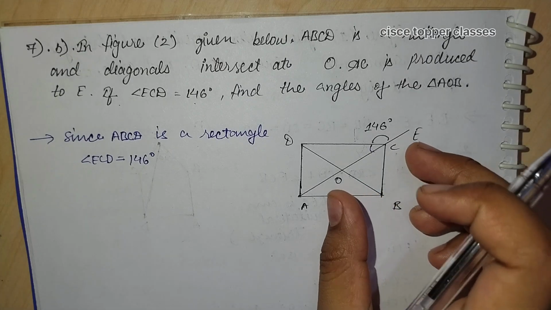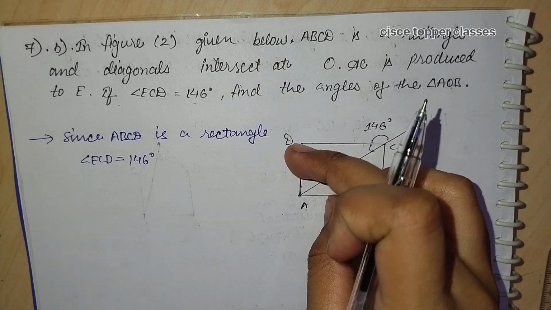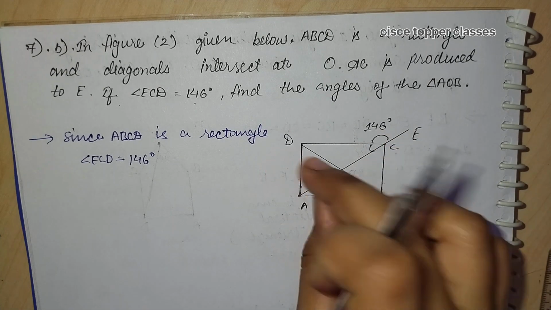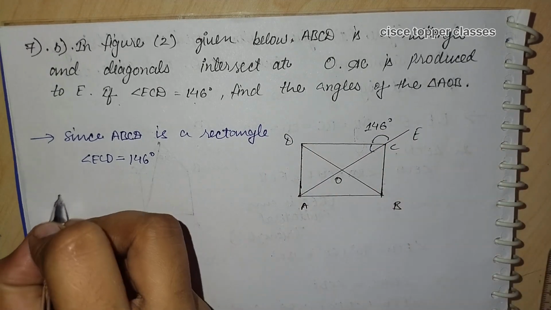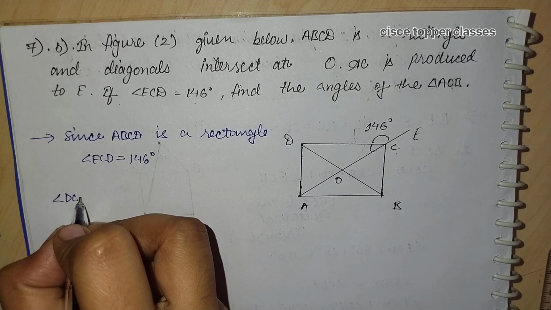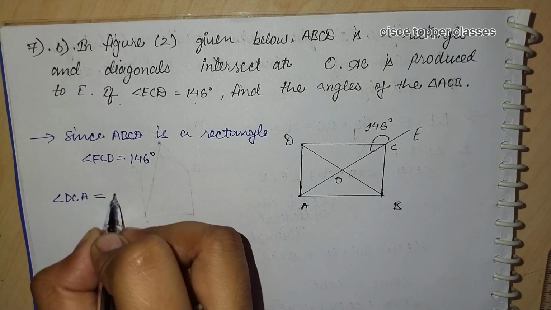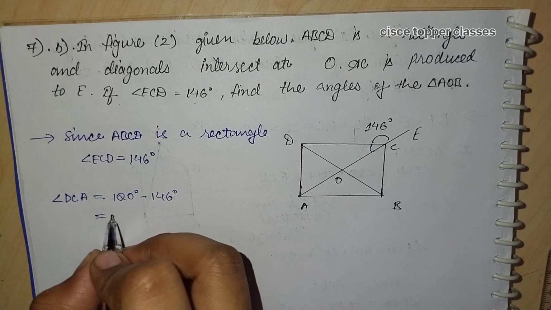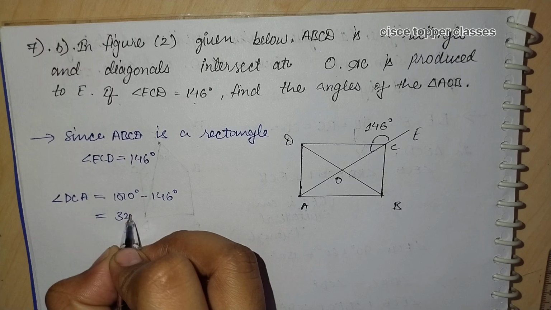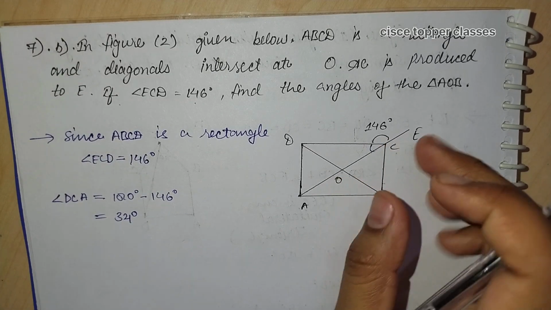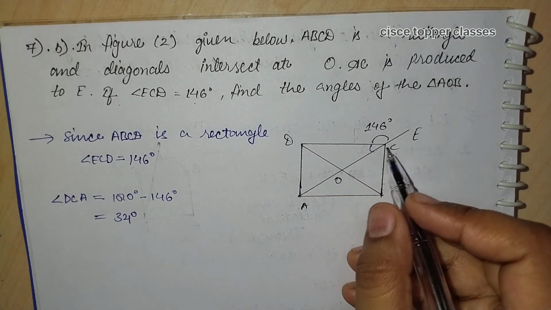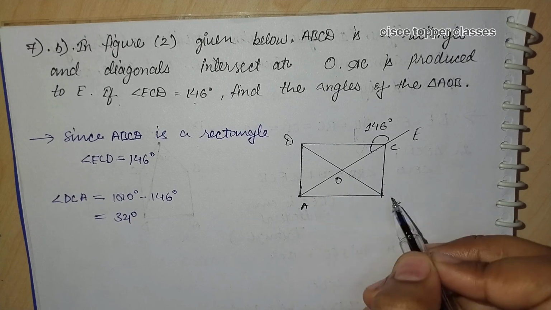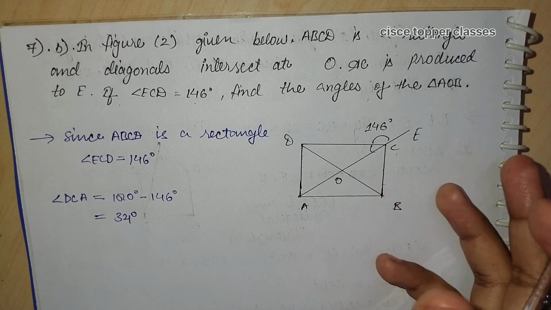As the diagonals intersect at O, OC is equal to OD. From here we can write that since two sides are equal, the two opposite angles will also be equal. So firstly we find DCA. This DCA will be 180 degrees minus 146 degrees because these are linear pairs. So it will be 34 degrees. Now as the diagonals intersect, we can write CAB is equal to 34 degrees only because they are alternate angles.